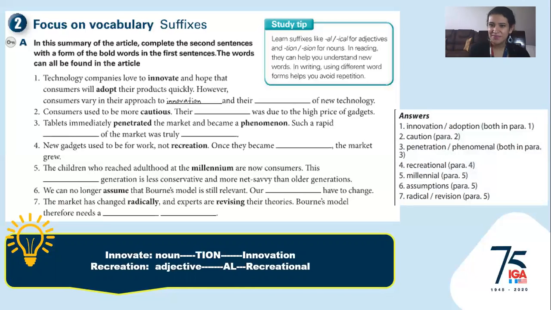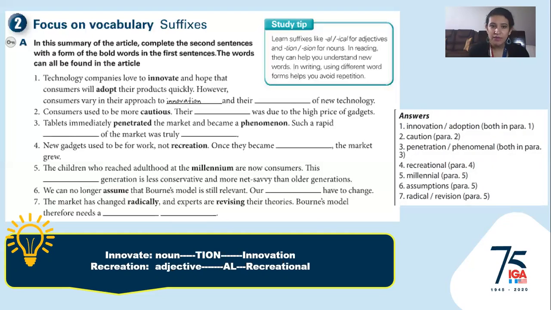Okay, let's check them. So in the first one, we knew that it was innovation. In the second one, of course, adoption, because adoptical, that doesn't exist, right? Then we go with the next one, which is cautious. We're going to change it with caution. Okay, there you go. Number 3, we're going to change penetrated with penetration, and then we're going to change phenomenon for phenomenal. The next one, we're going to change recreation for recreational, like the example that I provided you.